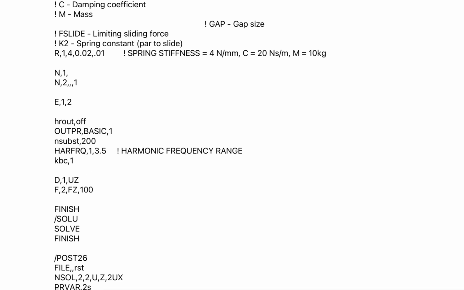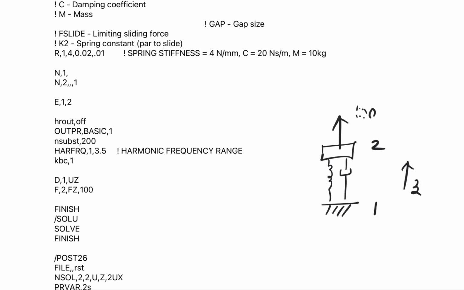Then if you remember, this was the FE model. We had the mass, then we had the spring and the damper. This is node 1 and this is node 2. Node 1 is fixed in the Z direction, Z direction is this direction. Then the second node is acted upon by a force of 100 Newton. Okay, that's what this line tells.